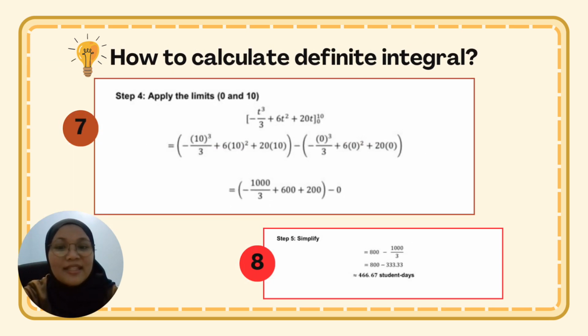Next, we apply the limits 0 and 10 to negative t cubed over 3 plus 6t squared plus 20t. And we get negative 1000 over 3 plus 600 plus 200 minus 0. Finally, we get the total accumulated attendance, which is approximately 466.67 student days.